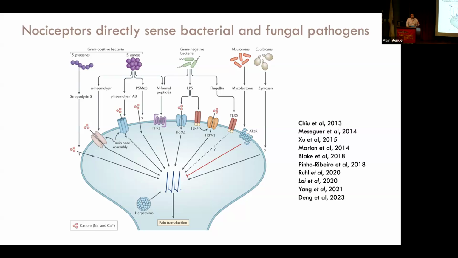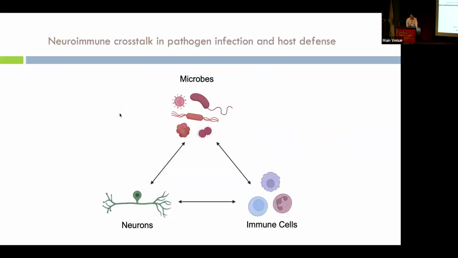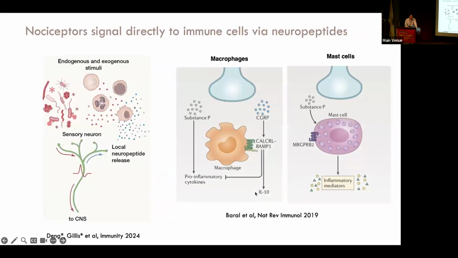So in the setting of infection, they're not only sensing potentially inflammatory mediators, but also pathogens. And in response, they can coordinate host defense. So they can, in fact, also talk to the immune system. I'll get into two mechanisms by which that happens. So they can sense pathogens and coordinate immunity. The first one is directly talking to immune cells.